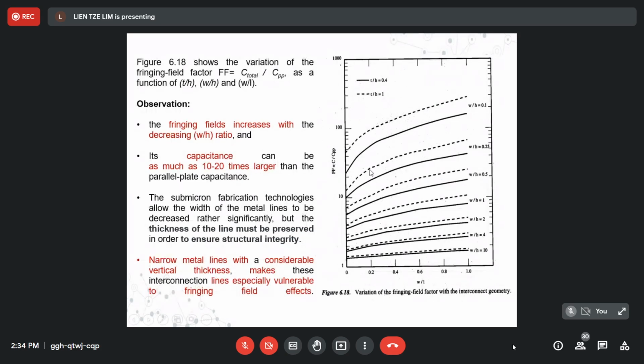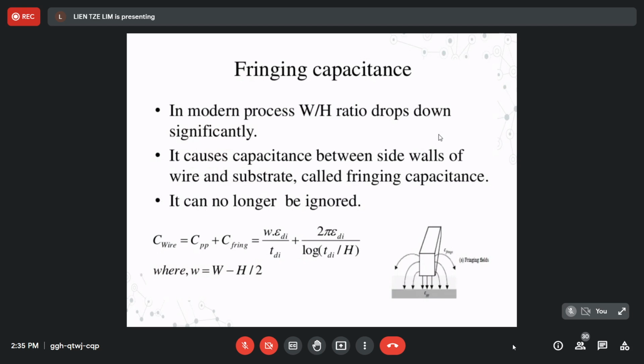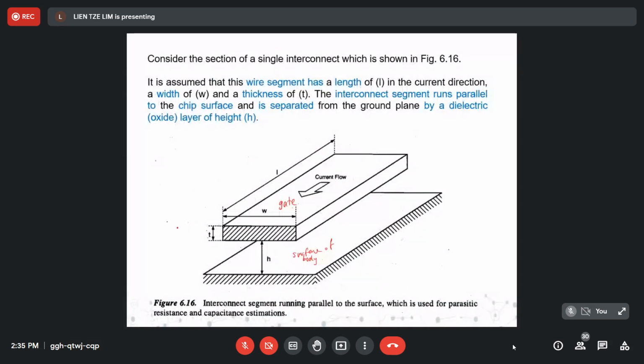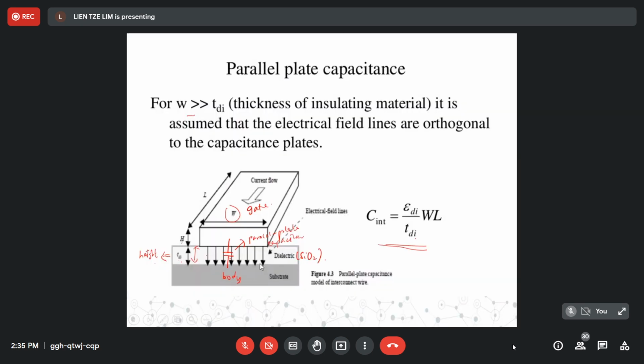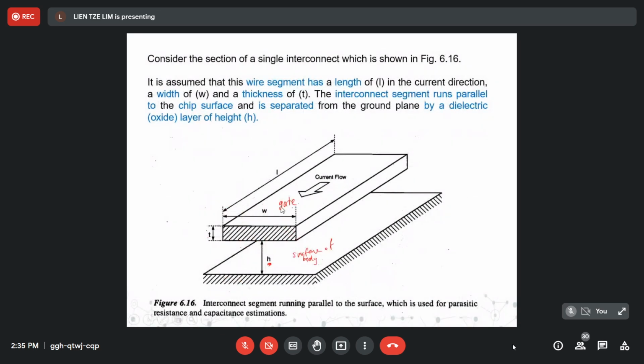There is a graph given here in figure 6.18. This graph is about the variations of the fringing field factors with the interconnect geometry. The interconnect geometry here is determined by the width over the height. The height here refers to the one in figure 6.16, meaning this height. It should not refer to the thickness. It means the width over the height, not the thickness.